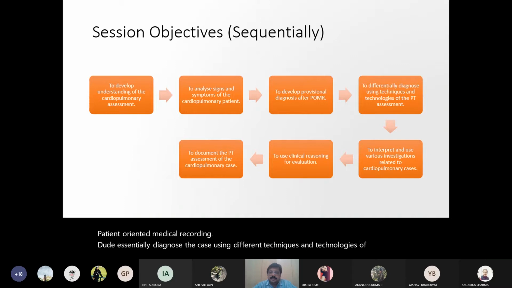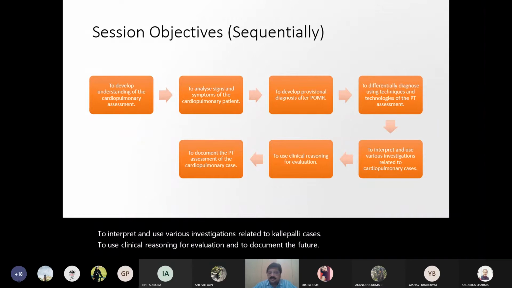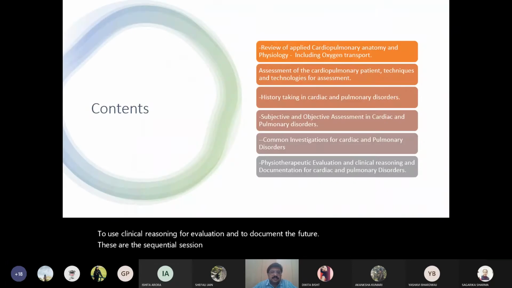assessment, to interpret and use various investigations related to cardiopulmonary cases, to use clinical reasoning for evaluation, and to document the physiotherapy assessment of the cardiopulmonary case as per the format. These are the sequential session objectives which you are supposed to understand. So we have seen these things under the following headings.